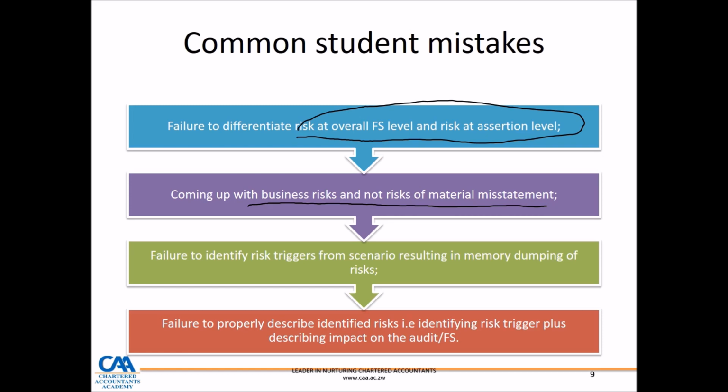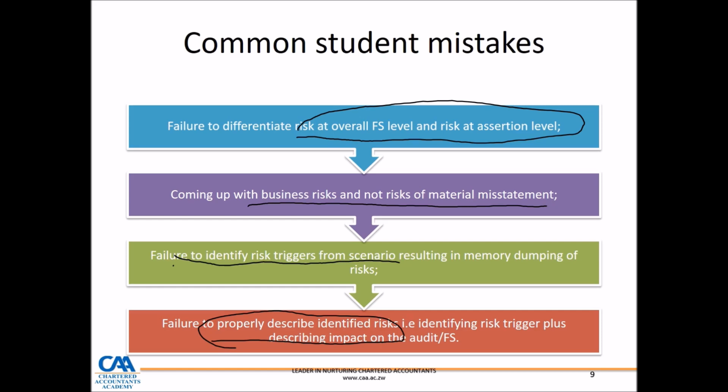And for others, failure to identify risk trigger from the scenario. So you come into the exam with the memory bank of predetermined risks and you expect just to download them during the examination. Chances are high you are going to get a 0 for doing that. Why? Because we would expect you to use the risk triggers as given in the scenario or identified from the scenario. Then lastly, another big challenge is failing to properly describe risks. That is, come up with the trigger and the impact.